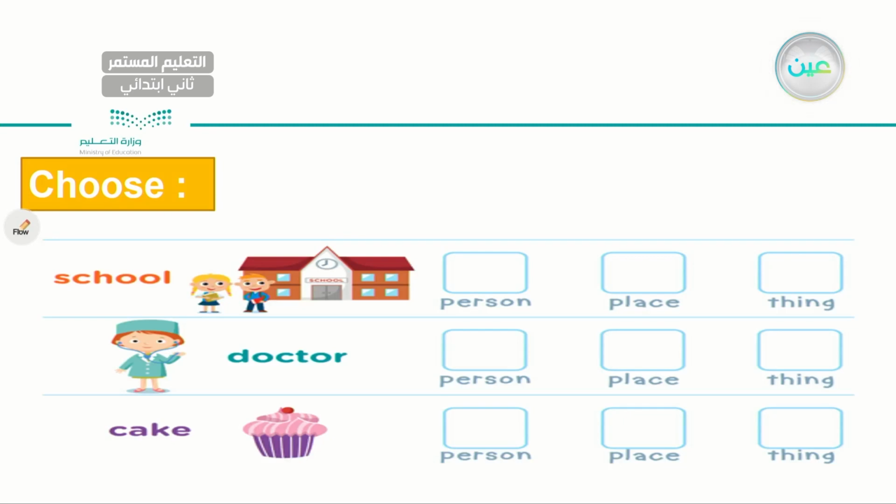Now, try to identify or choose. I have a school, a doctor, and a cake. Let's pick person, place, or thing. For the first one, a school is a place. Very good. Excellent. Next one, I have a doctor. A doctor is, what do you think? Person, place, or thing? It is a person. Very good. Last one, I have a cake. A cake is a thing. Very good.